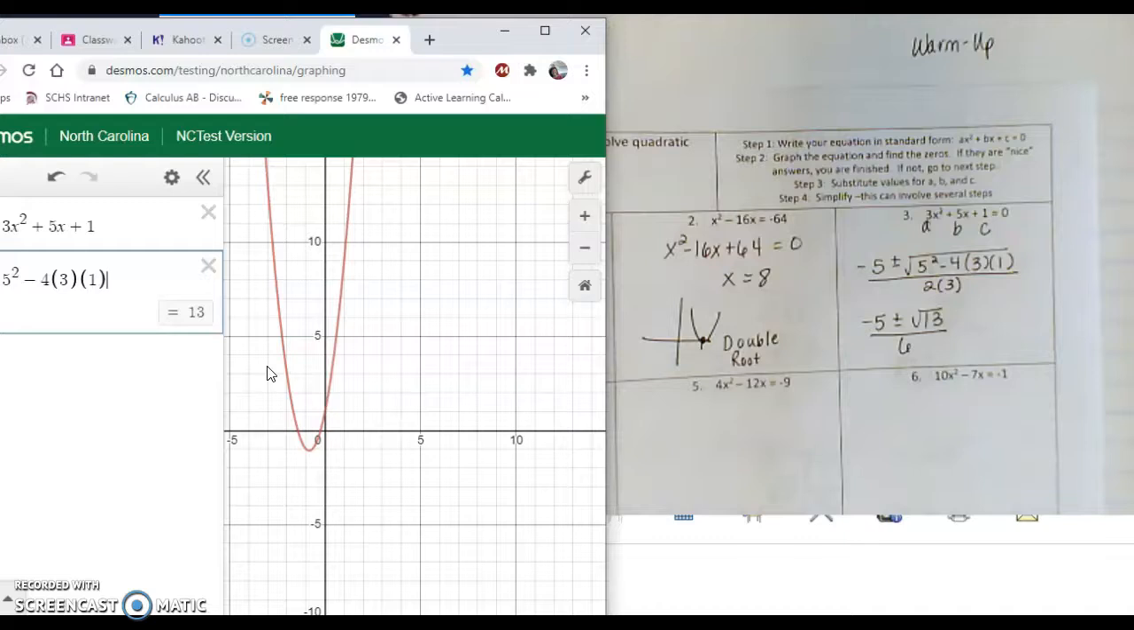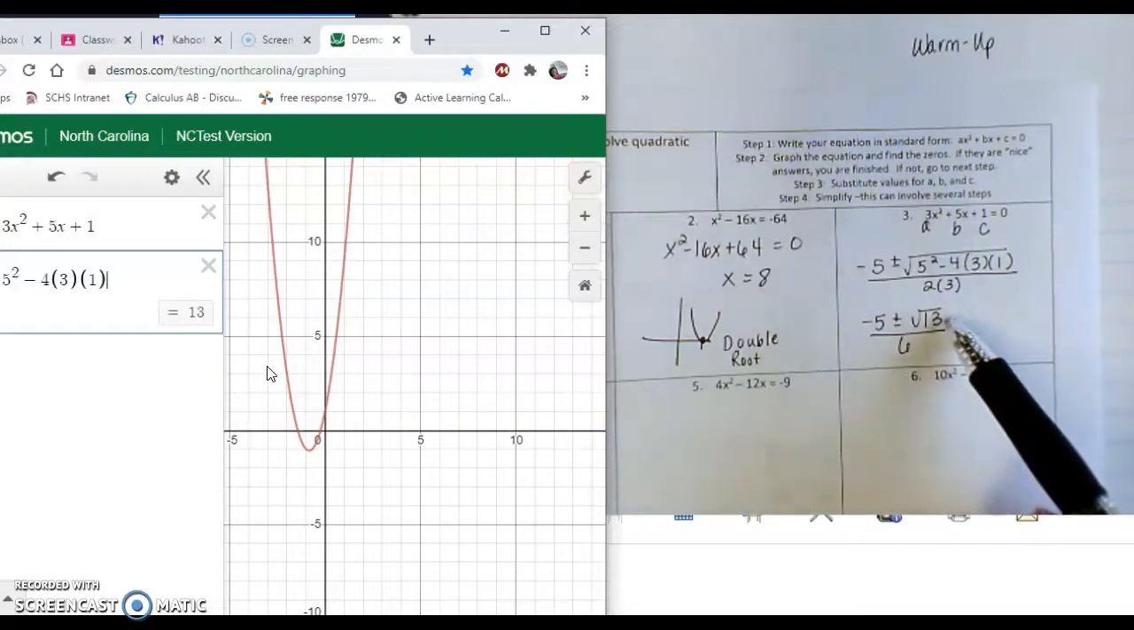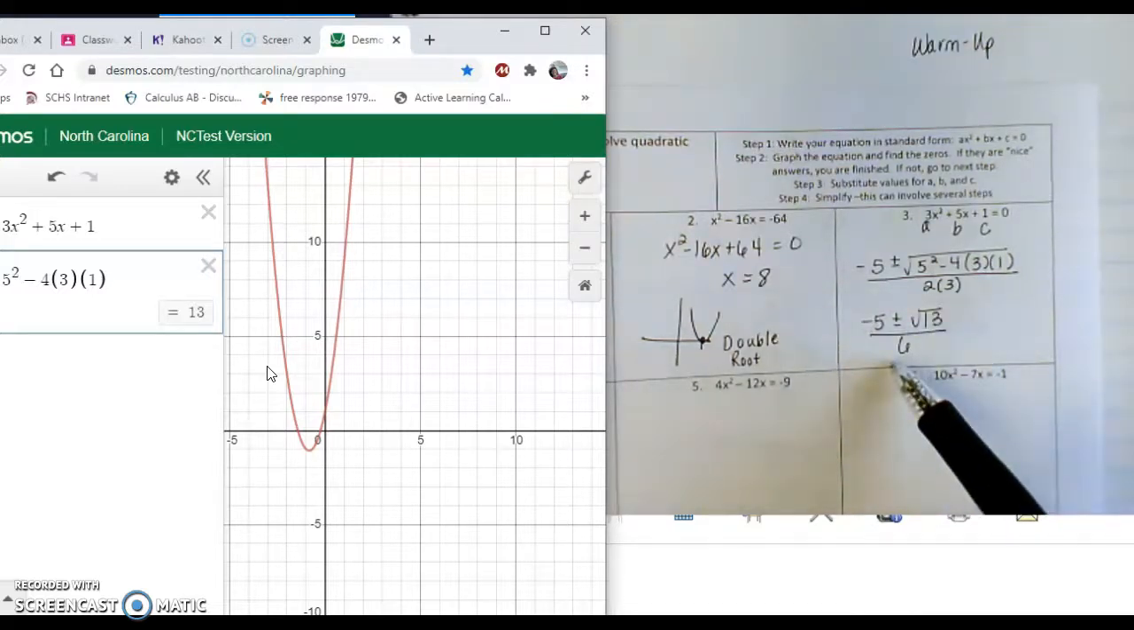This is our answer, and I don't have to go any further. The reason I'm done is because square root of 13 can't simplify. There's no i's. There's nothing weird going on in that problem. So this is the answer. That's what I would leave it as.